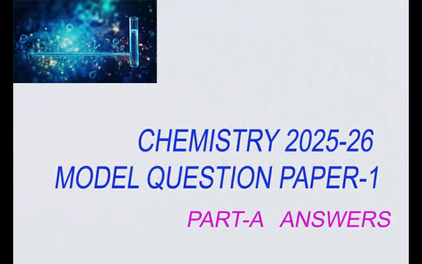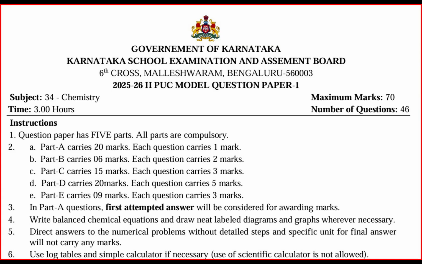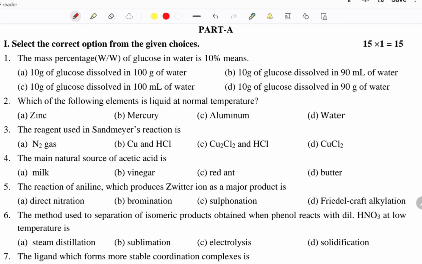In this video, I am going to explain the MCQs and fill in the blanks from the first model paper of the 2025-26 model papers released by the Government of Karnataka. The mass percentage of glucose in 10% means 10 grams of glucose dissolved in 90 grams of water, because we get 10 plus 90 is equal to 100 grams.